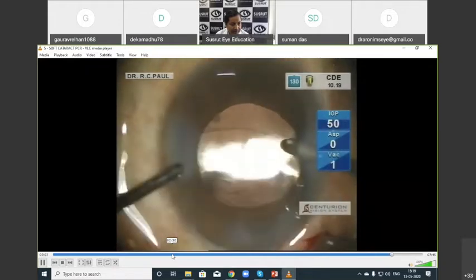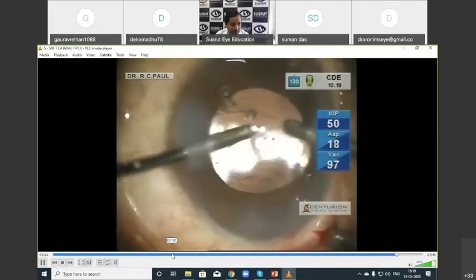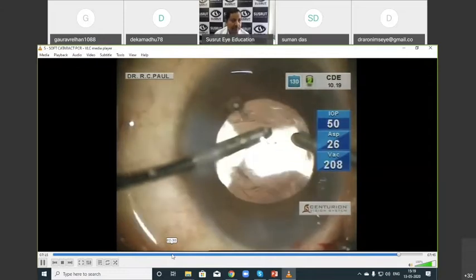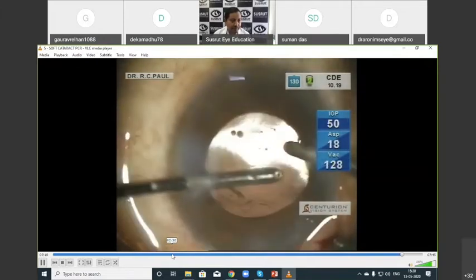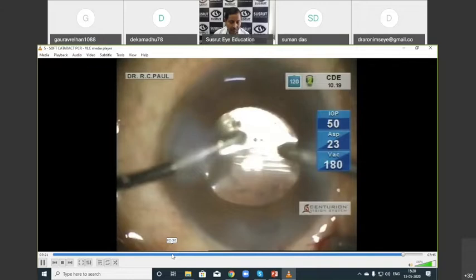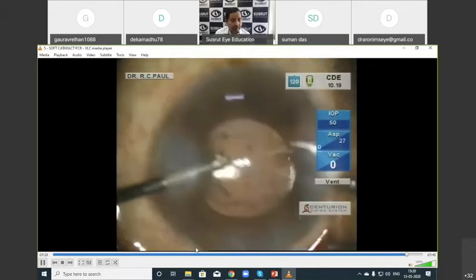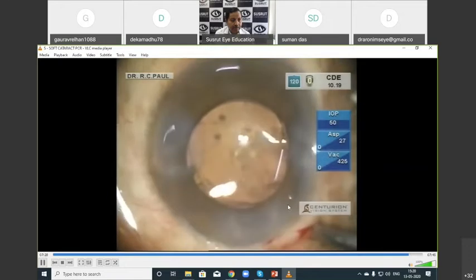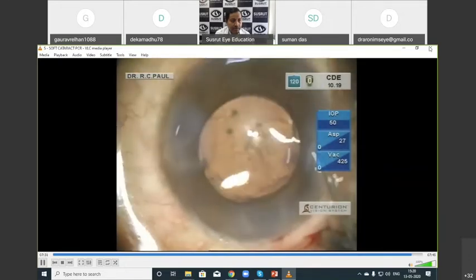And now I am completing. Some of the OBDs are there, so I am doing an irrigation aspiration to remove the leftover OBDs. And again, the intraocular pressure will be rechecked.